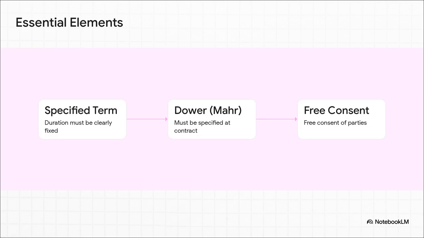Write these down carefully. Number 1, specified period, meaning the duration must be clearly fixed. Number 2, dower or mahar, which absolutely must be specified at the time of the contract. And number 3, consent, meaning the free consent of the parties is required. Conceptually, you have to understand and explain in your script that the absence of a fixed duration or a specified dower entirely voids this temporary contract. It doesn't just convert into a permanent marriage, it becomes completely void. The strict adherence to these specific elements is exactly what gives the Muta marriage its legal validity.